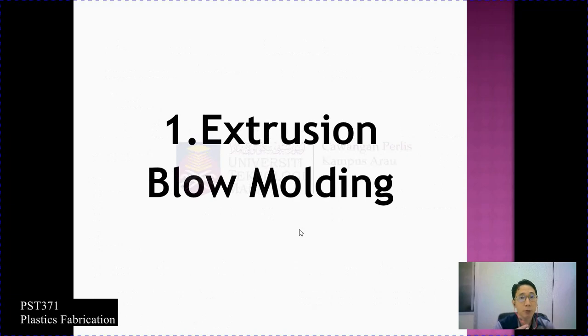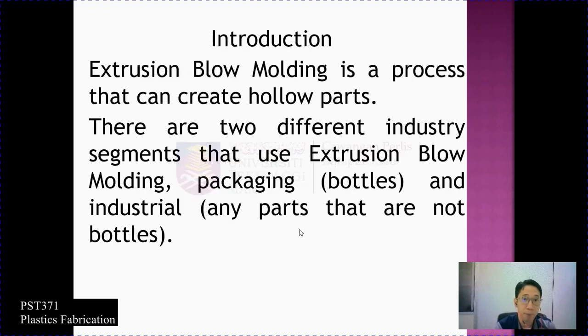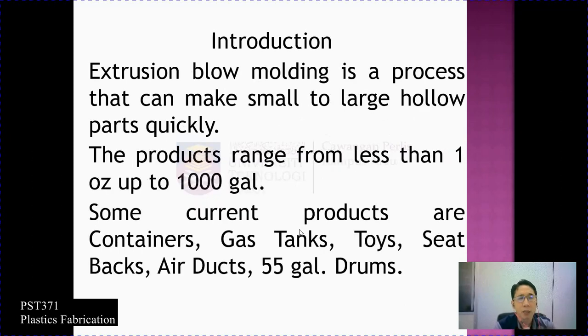Okay. So we go through the first one, the process involved with extrusion blow molding. Extrusion blow molding is a process that creates hollow parts. There are two different industry segments that use extrusion blow, including packaging, which is bottles, and industrial, which is any parts that are not bottles. Okay. So extrusion blow molding is a process that can make small to large hollow parts quickly.